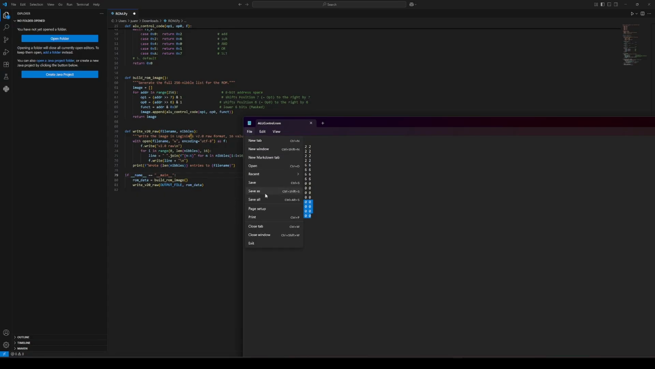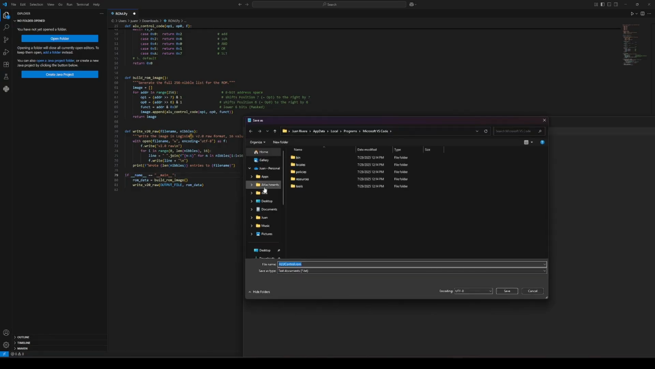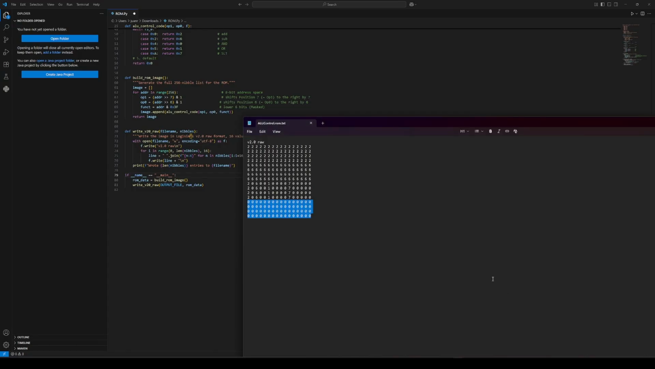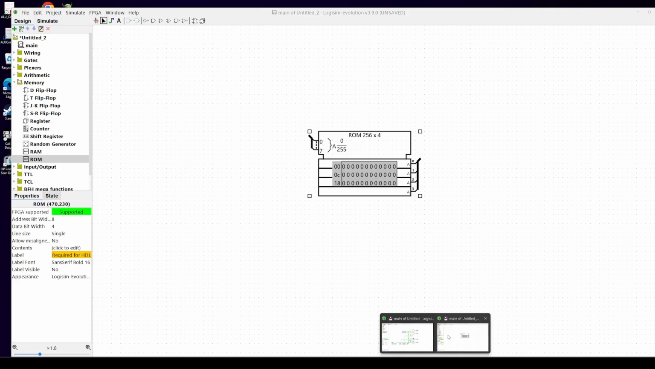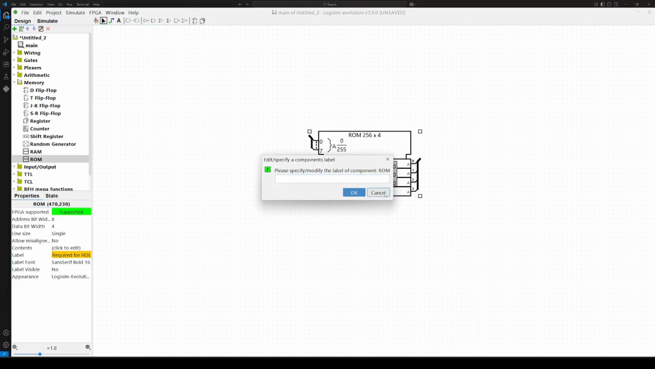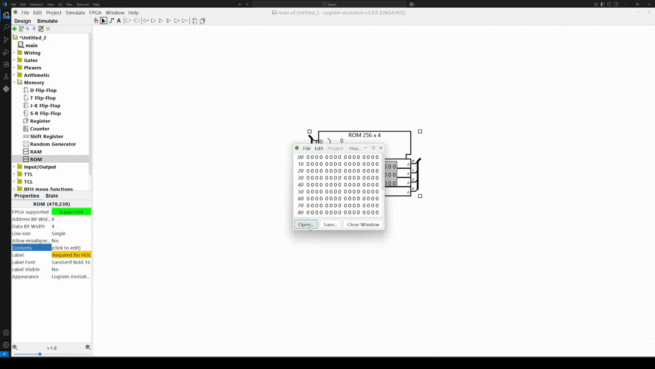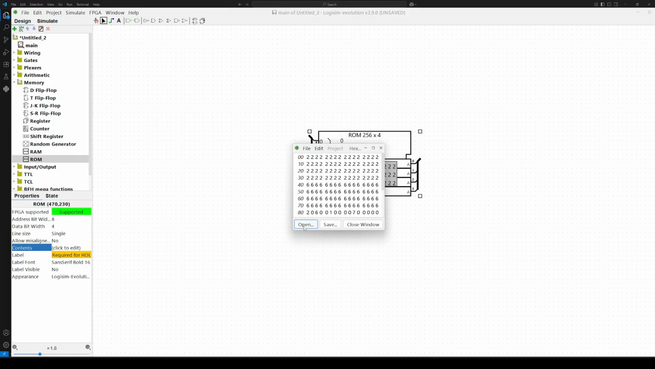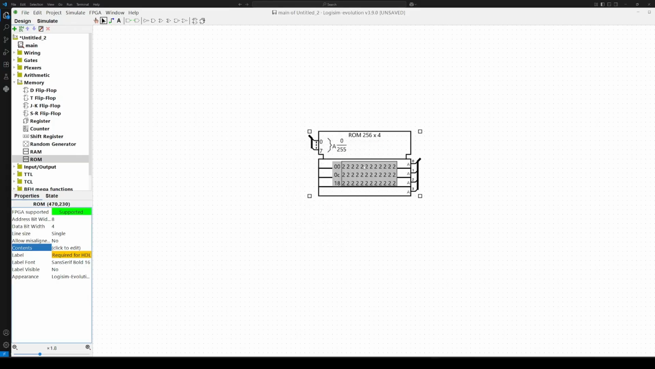So now that we have this file, we can go ahead and save it on our desktop. We're going to click save. Then we're going to go back to our ROM. We're going to click it. Contents. We're going to tell it to open it. We're going to go to our desktop. And this is our program. And if you can see, it has the program loaded to it.